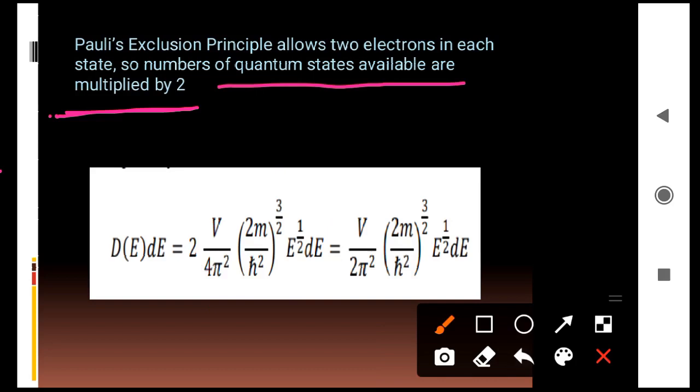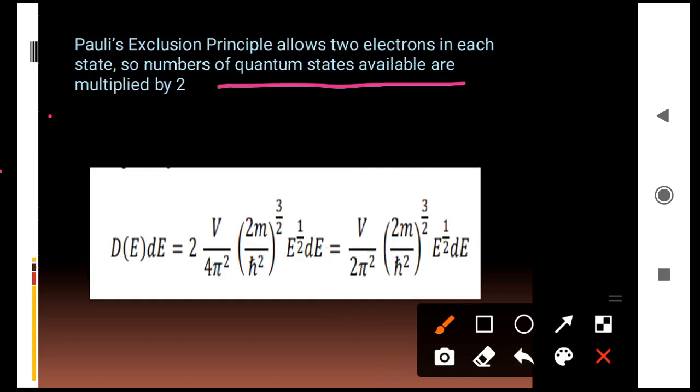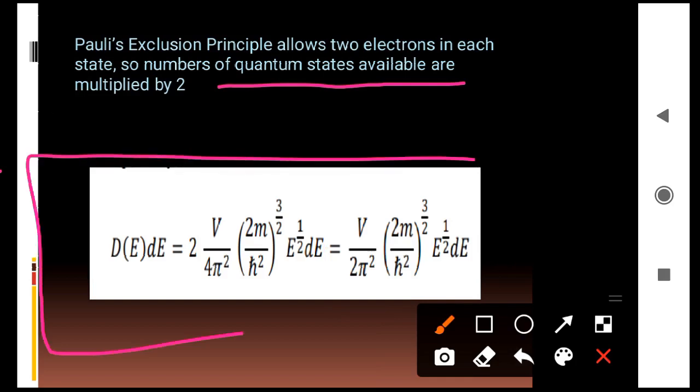What we get? D of E into dE is equal to V by, just cancel out 2 and 4, we get V by 2 pi square into (2m by h cross square) to the whole power 3 by 2 into E to the power half into dE. This is our final required solution of the density of states.